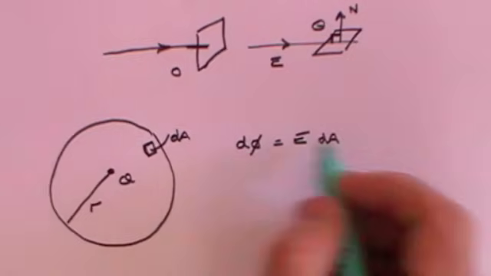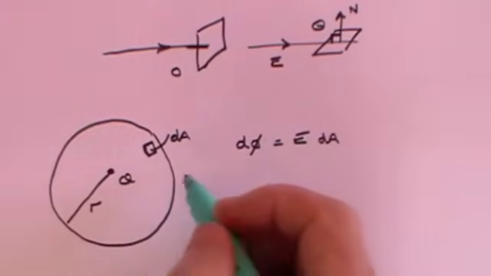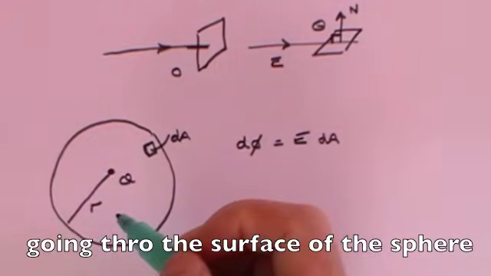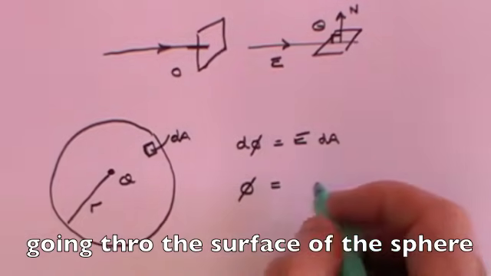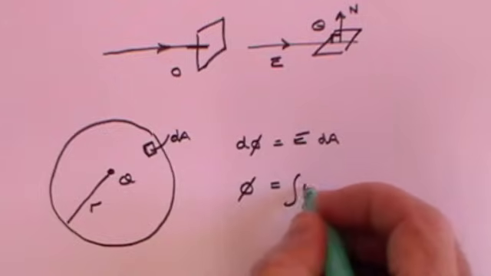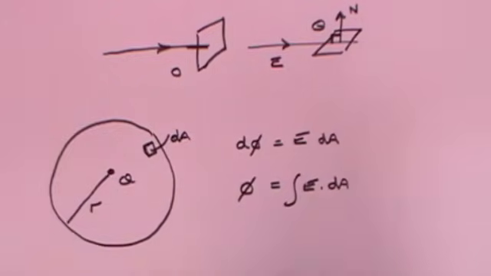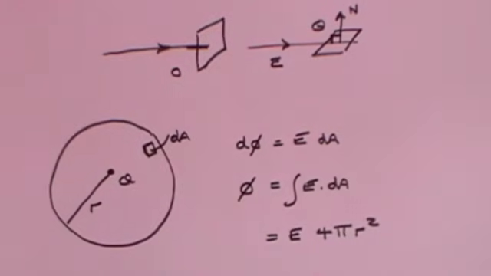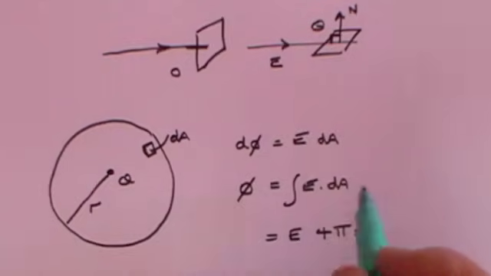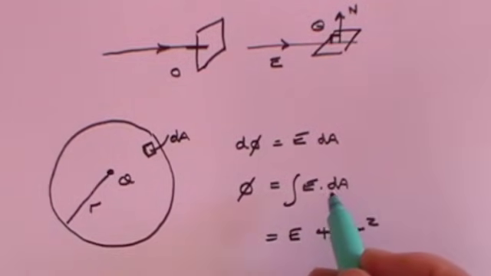And so if you integrate this to find out the total flux going through the entire sphere, you get that phi, the total flux going through the entire sphere, is the integral of E dot dA, and that is E times 4 pi r squared. Since, as I've said, you don't really need the E dot dA, it's E dA because the cosine term will automatically be 1.